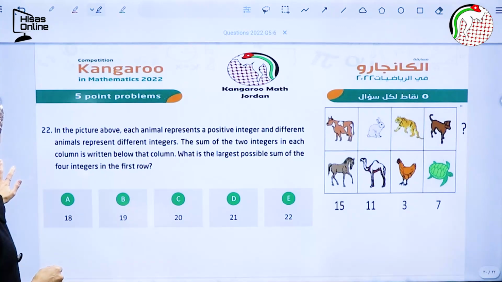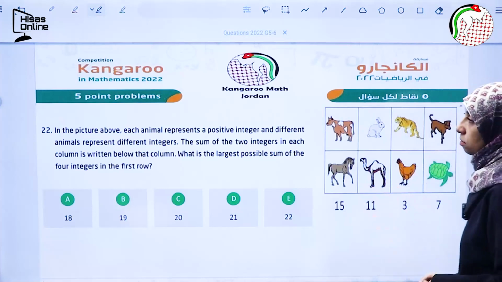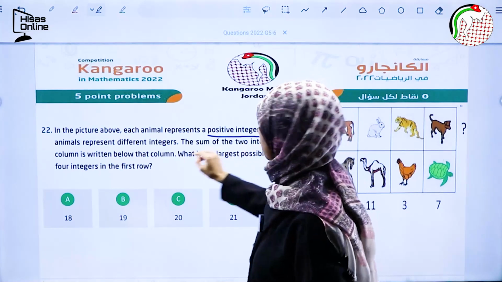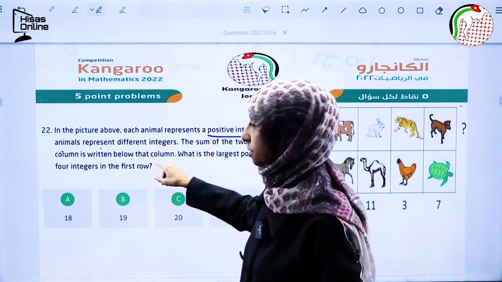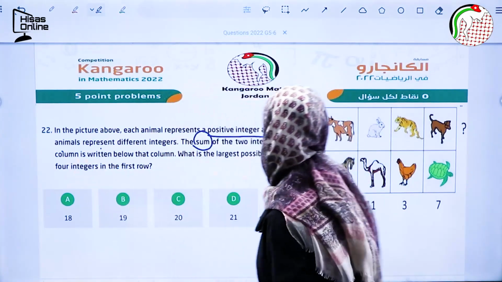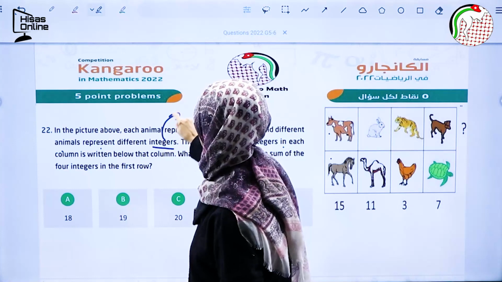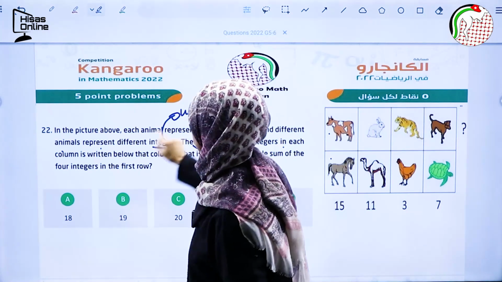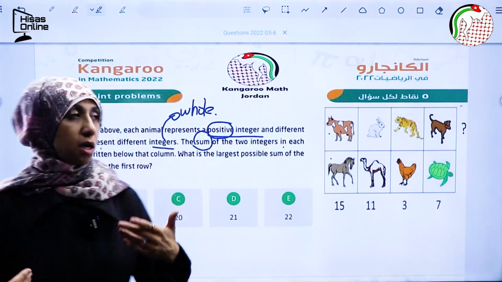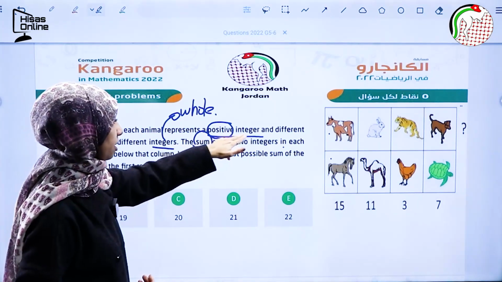Question 22. Let's see this picture. It has many animals here. Each animal represents a positive integer, and different animals represent different integers. The sum of 2 integers in each column is written here. So integers again here, that means we have whole numbers, and they said those are positive integers. That means positive numbers and not 0, of course, because they said it's a positive integer.